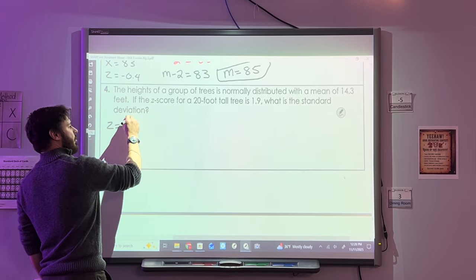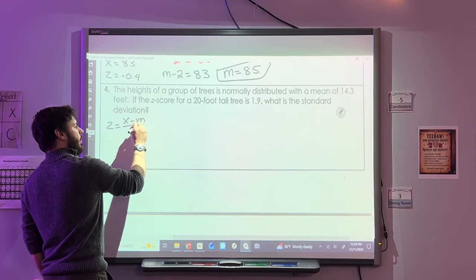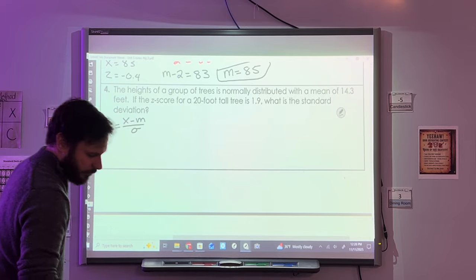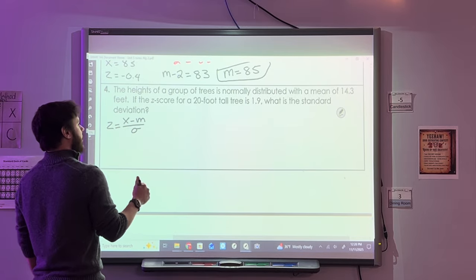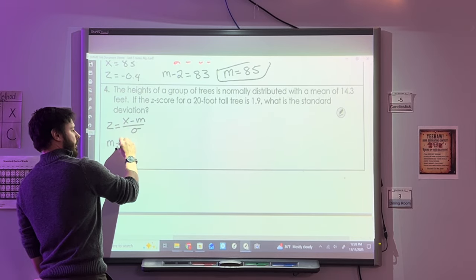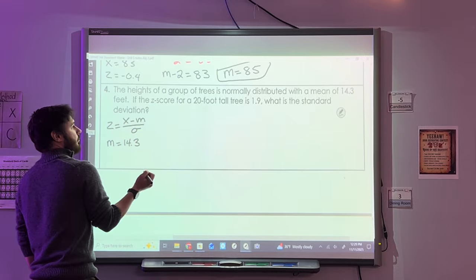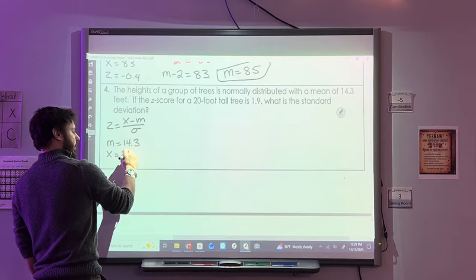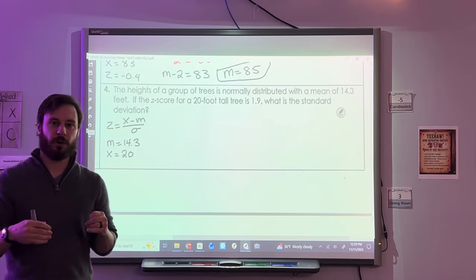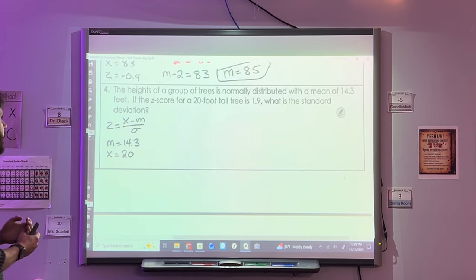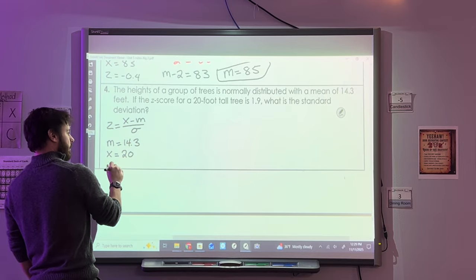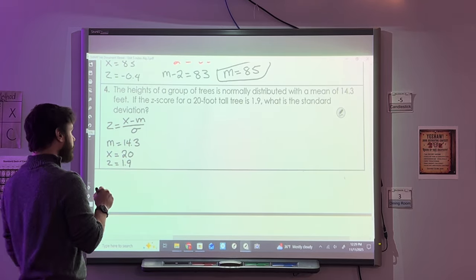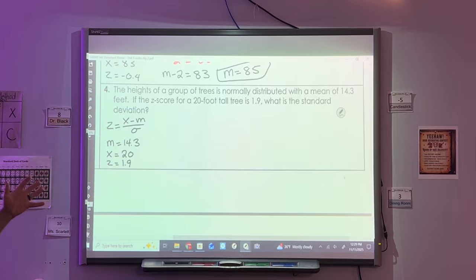Z-score equals data value minus the mean over standard deviation. Okay. So let's list the values we have. The mean is 14.3. The data value is 20 because we're talking about the 20-foot tall tree. It has a z-score of 1.9. What's the standard deviation? Okay, let's make sense of this.